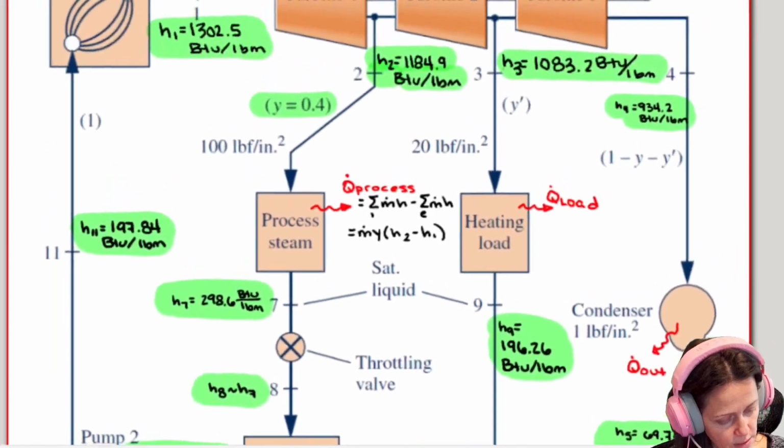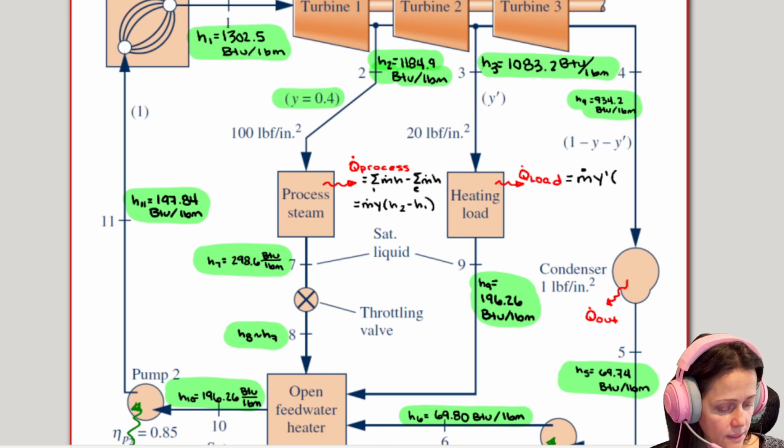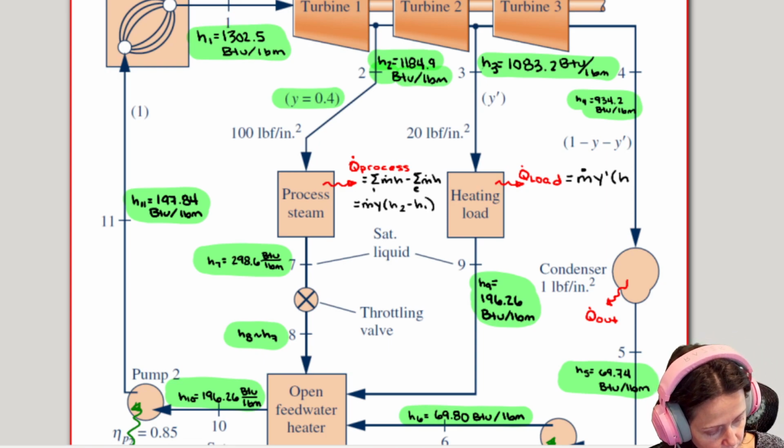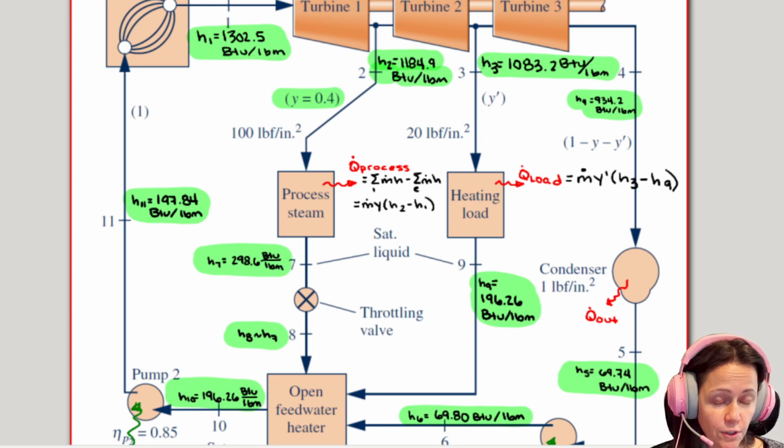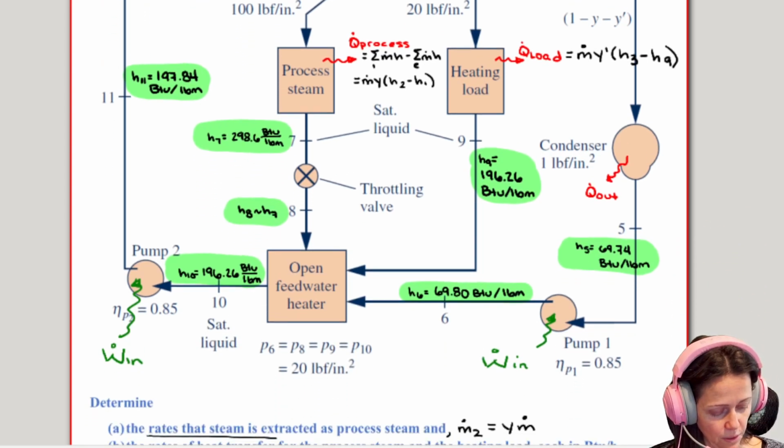And then, of course, we have to get the heating load as well. This one isn't so bad. The heating load, Q dot L, is going to be m dot times y prime, times the inlets minus the outlets, so h3 minus h9. I do need to figure out that y prime, and our open feedwater heater at the bottom there is a place to do that.